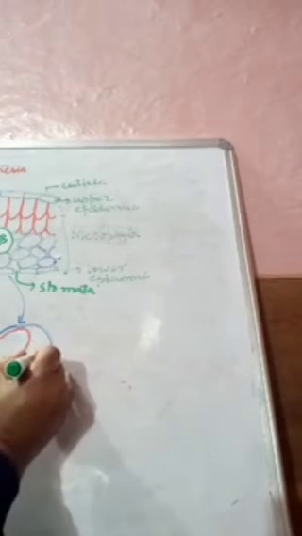Now, I will take one mesophyll cell, a typical mesophyll cell. What will we see inside this mesophyll cell? This will be the vacuole. This will be the nucleus. And this oval shaped structure will be the chloroplast.